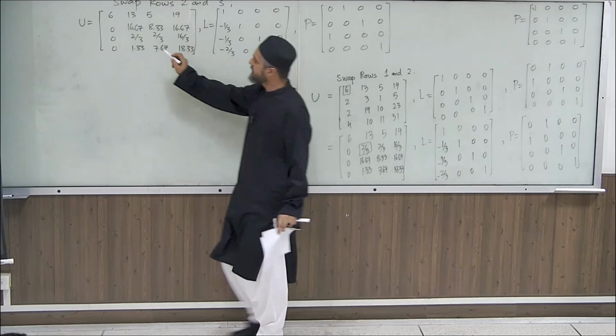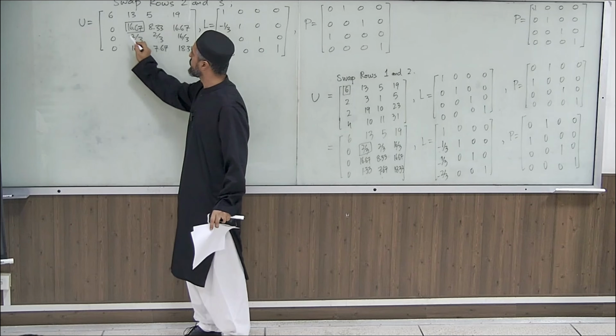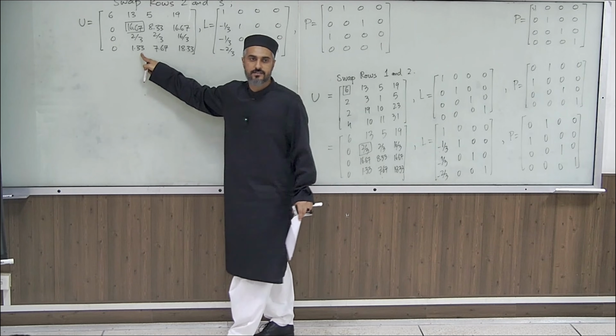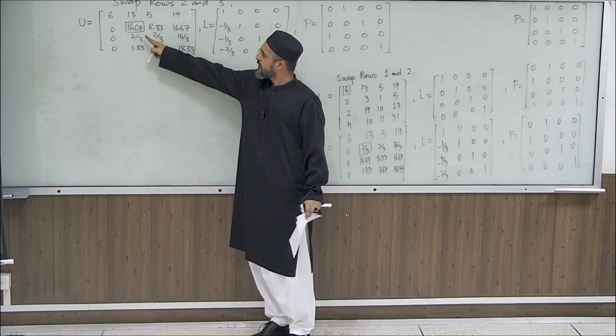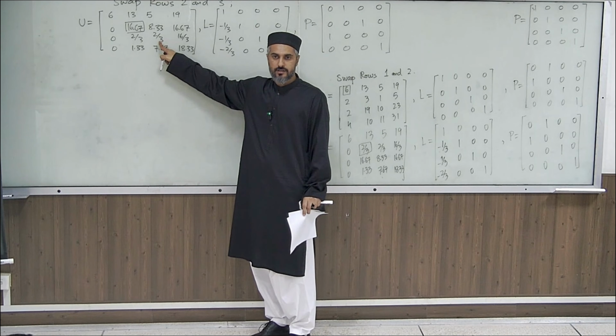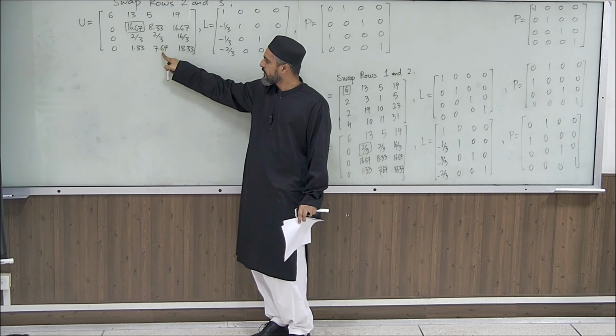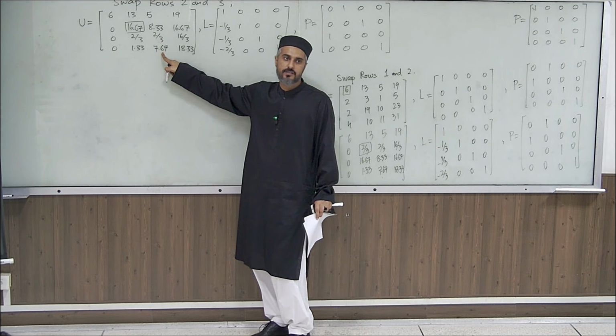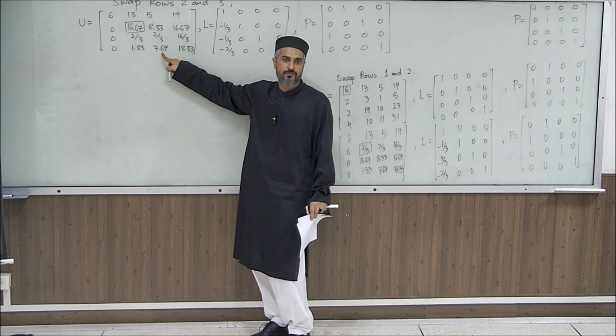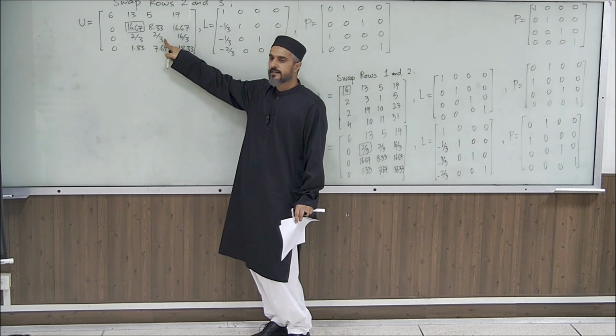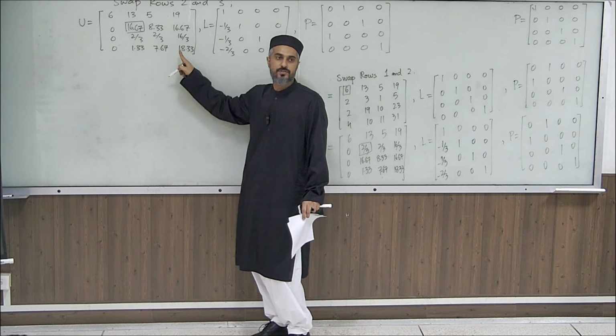Now you will see this is the pivot element, and we'll use this to make these two elements 0. Then we'll move to the next pivot element and see if we have a bigger number than that. If it is there, then we'll swap rows 3 and 4. Otherwise, we'll keep it intact here and make it 0. And then we stop.